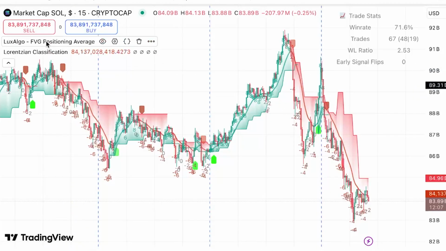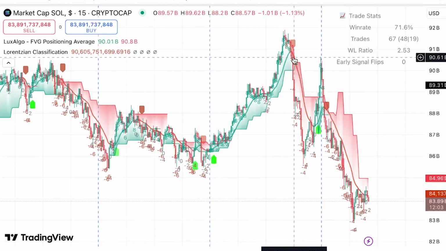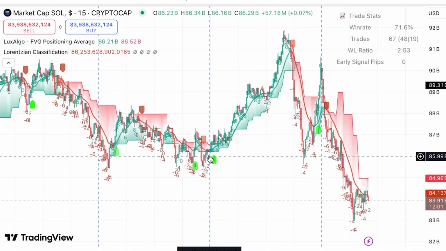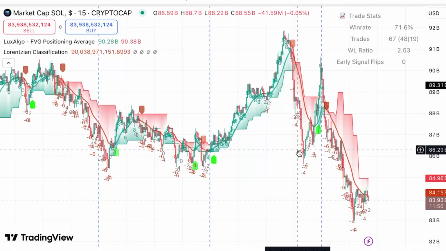And this uses the average of all the fair value gaps to then determine what direction the price is going to be going. So you can see when it's green, it's going on an uptrend. When it's red, it's going on a downtrend. And these two indicators, I believe, are very simple for beginners to follow. That's why I thought we're going to do this video and I'm going to show you the power behind using this, especially if you're learning trading in the beginning.